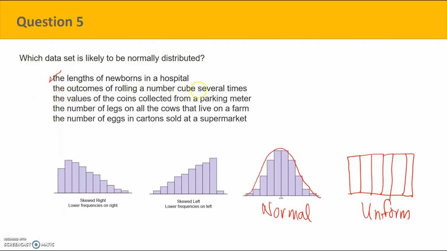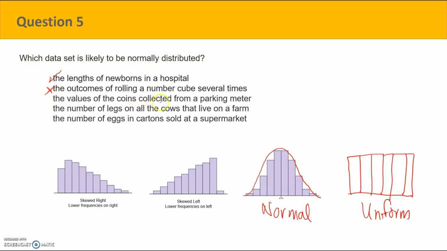The outcome of rolling a number die or number cube, that's called a die or dice. If you throw a die, you can get a 1, 2, 3, 4, 5, or 6. They all have the equal probability of occurring. So that's the uniform distribution. So this is not normally distributed, it is a uniform distribution.